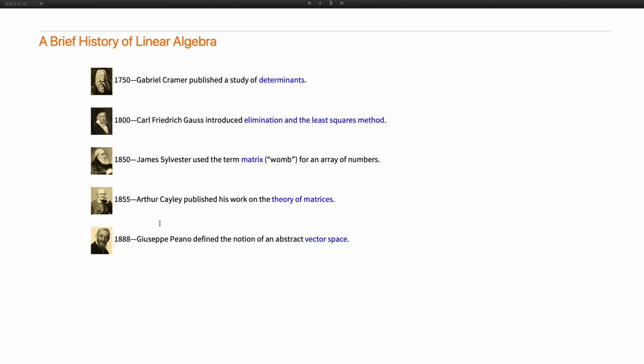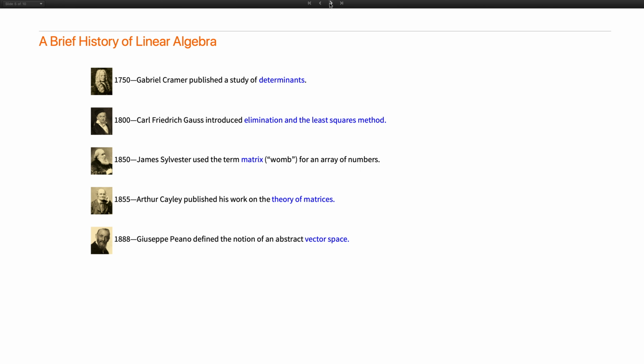And a little later, in 1888, Giuseppe Peano talked about vector spaces. In the modern mathematical world, vector spaces, of course, were very, very important, but in this course, we'll not worry too much about them. We'll mostly work with matrices and determinants as taught to us by Cayley and Sylvester.